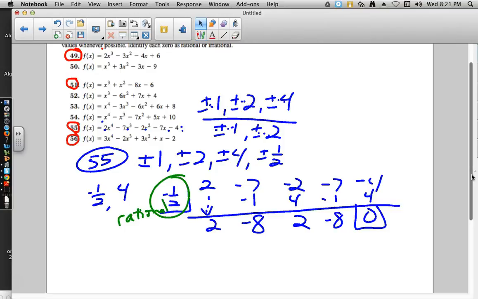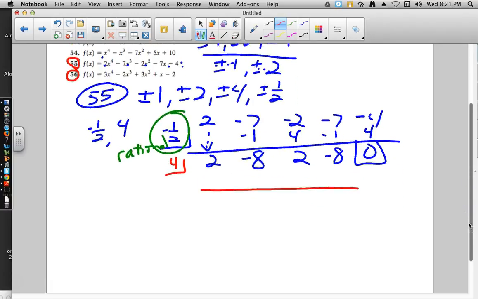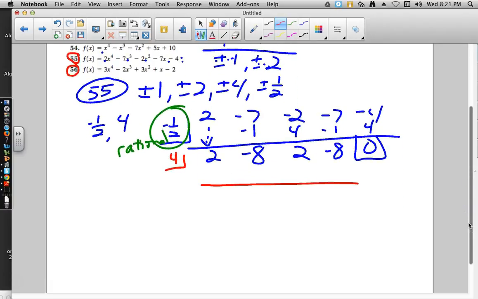Now because that worked, I do not have to start over testing the 4. If it doesn't work, yeah, then I have to go back and start at the beginning again. But it did work, so I'm going to continue on with these numbers. Bring down that leading coefficient of 2. Multiply outside the box, add inside the box, and just keep up that pattern.